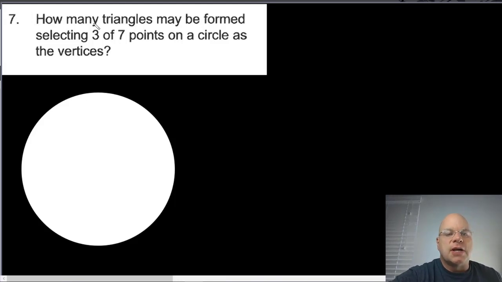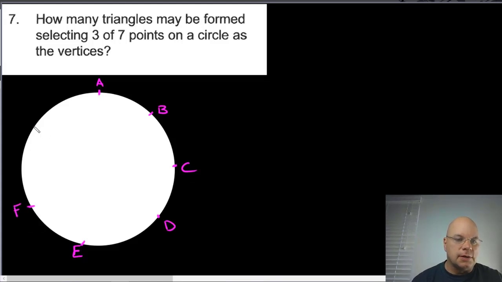This problem number 7 says, how many triangles may be formed by selecting 3 of 7 points on a circle as the vertices? So let me label 7 points on this circle: A, B, C, D. I could have spaced them better. E. That's 1, 2, 3, 4, 5. F and G.